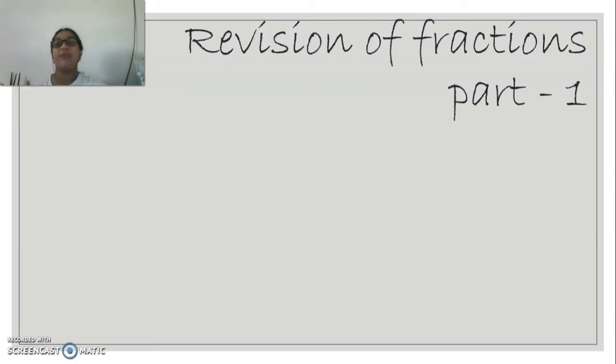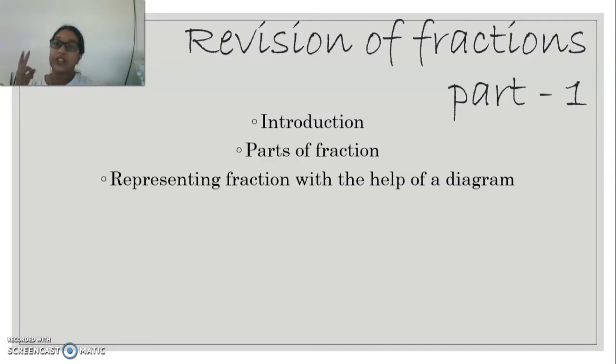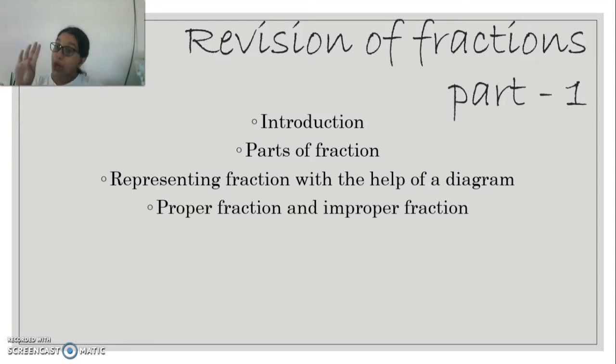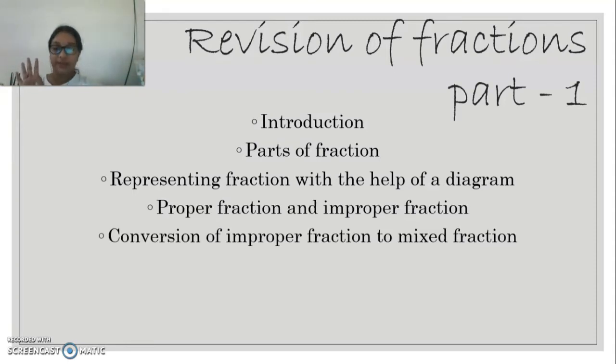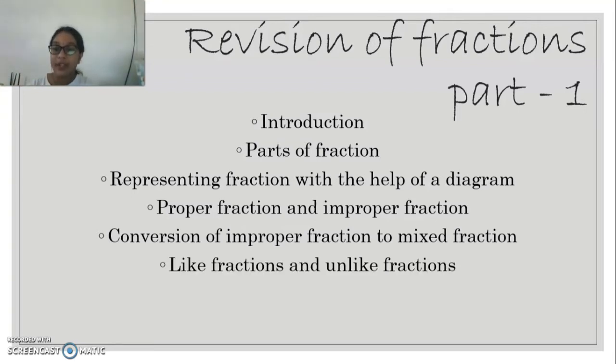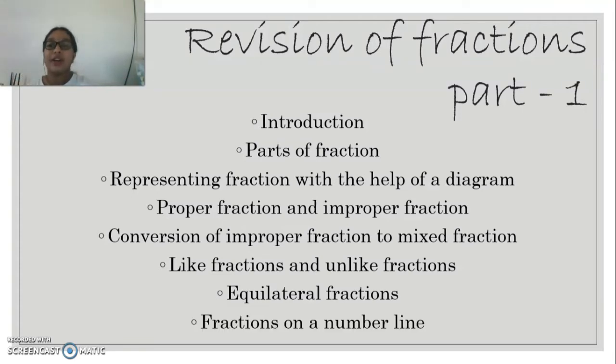In part 1, we have done introduction to the chapter, parts of fractions, representing fractions with the help of a diagram, proper fraction, improper fraction, conversion of improper fraction to mixed fraction, like fractions, unlike fractions, equivalent fractions, and fractions on a number line.